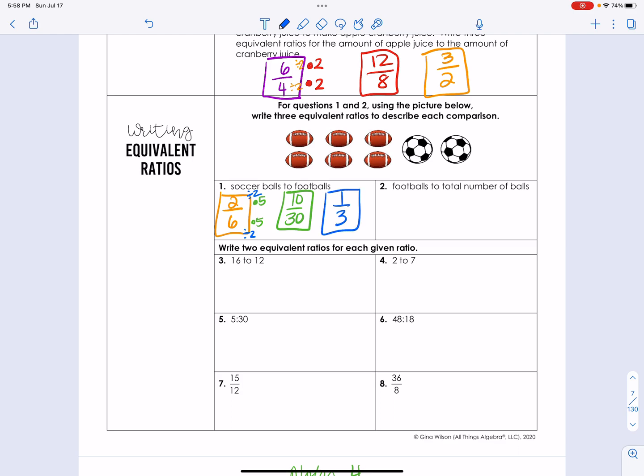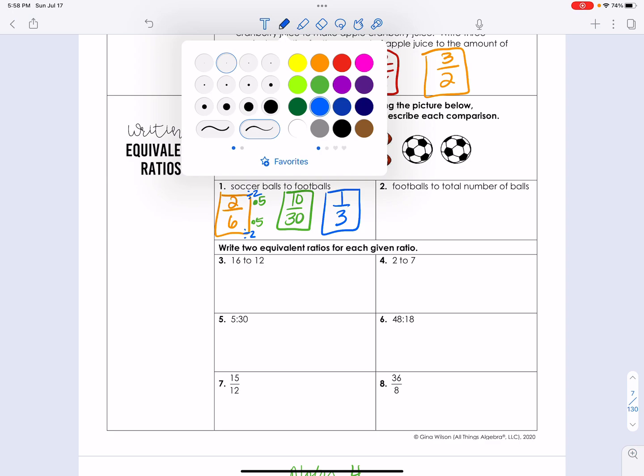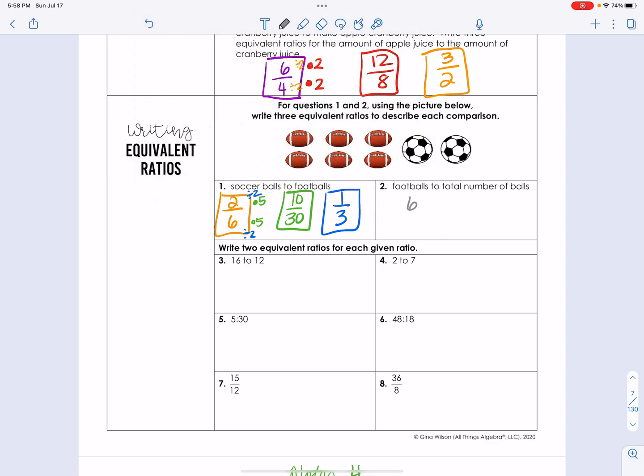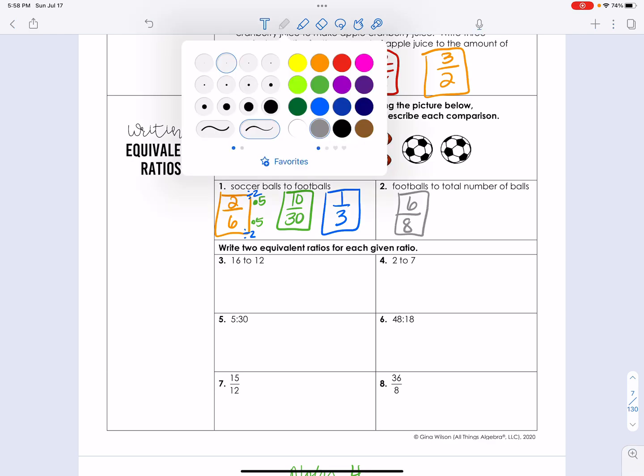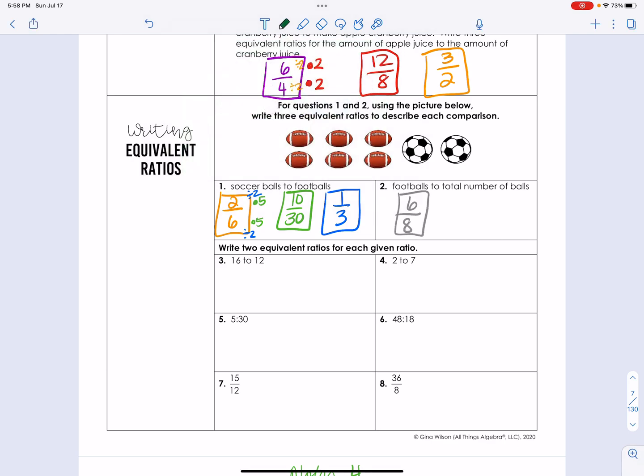So I would like you to pause the video and do the bottom ones. Actually, we'll do it together. So footballs, 6, to the total number of balls, 8. So here's one answer. And to do an equivalent ratio, I might multiply by 2 and I get 12/16. Personally, I would just probably multiply by 2. It's easier. And then maybe I divide by 2, and then that would be 3/4. So those are equivalent ratios.